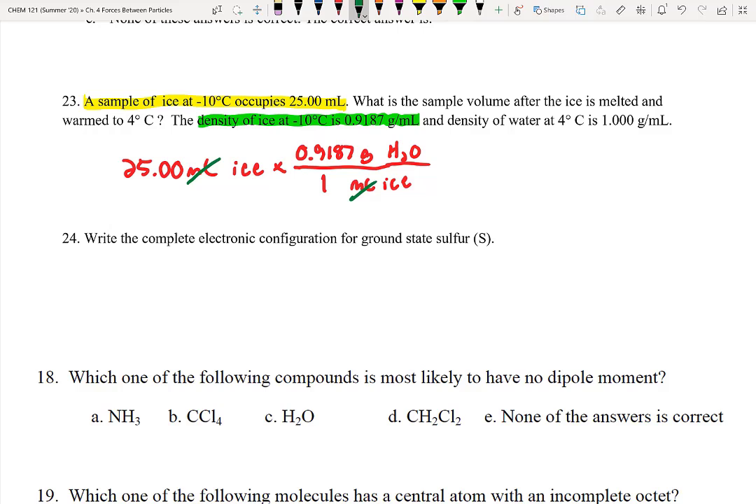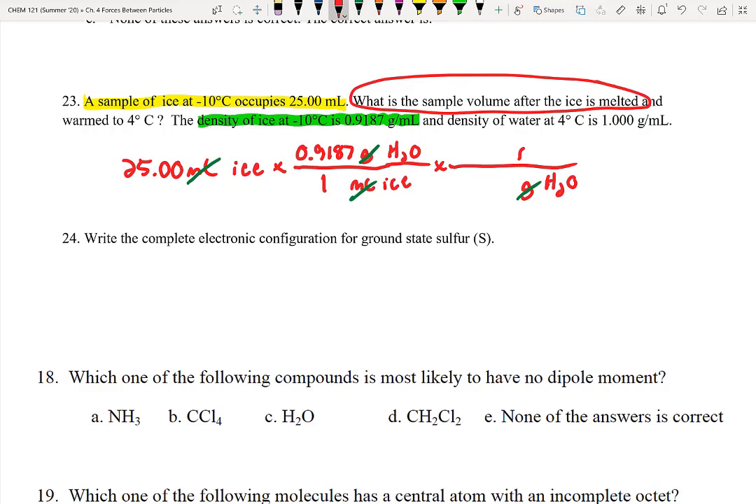All right, but it's not asking what the mass of the water is after it's melted. It's asking what the volume is. So here's where things get into story problem time. It's saying, what's the sample volume after the ice is melted? So now what I want to do is get rid of the grams of water by putting that on bottom. That way I can cancel out my grams unit. And then I'd say milliliter of water in the liquid state on top.